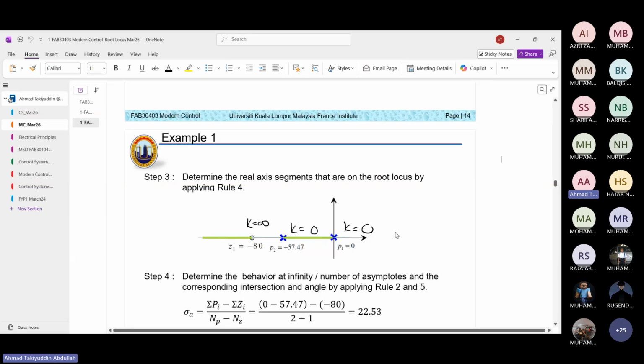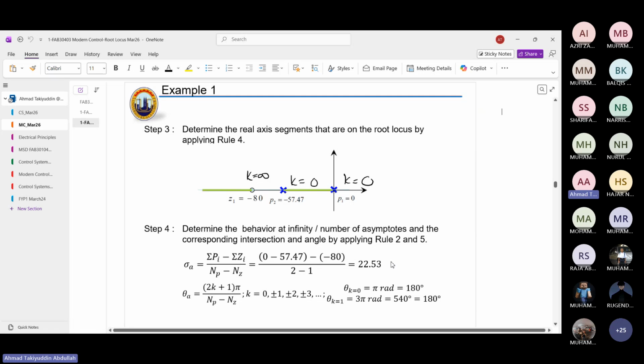Can you see my sharing? Guys, can you see my sharing? Okay, sir. Anything that you would like to ask?